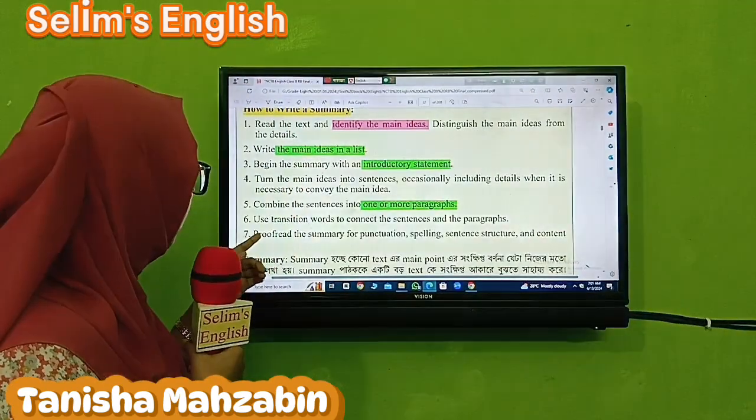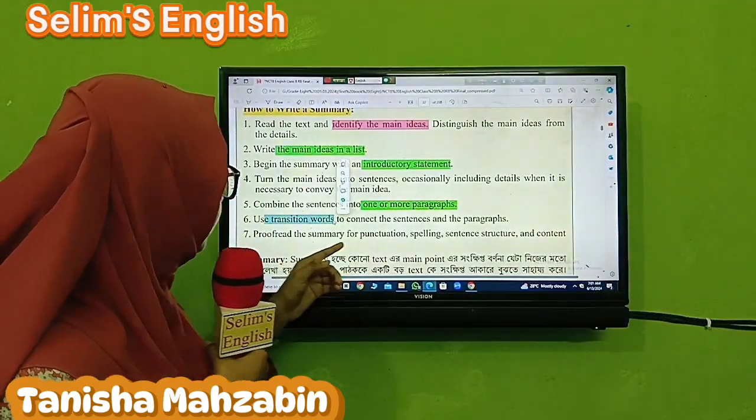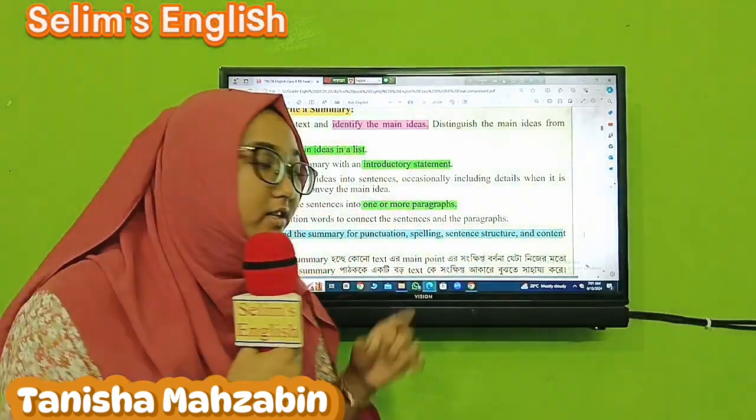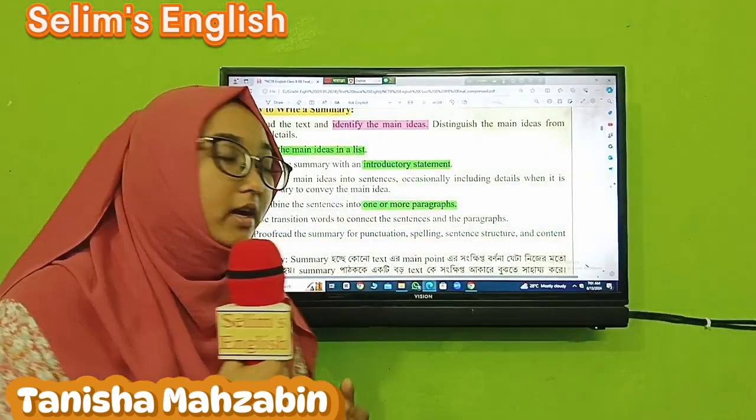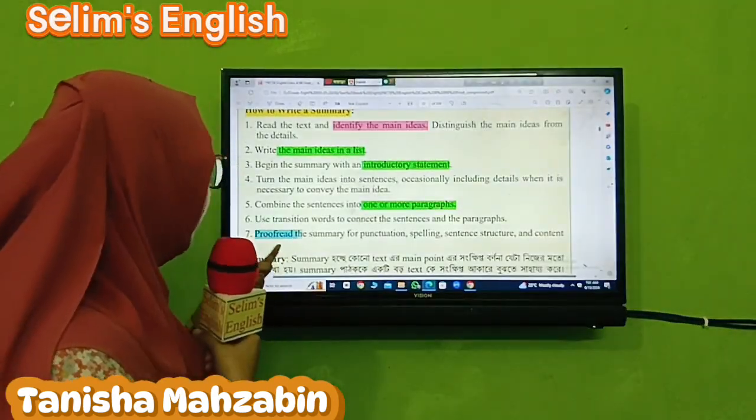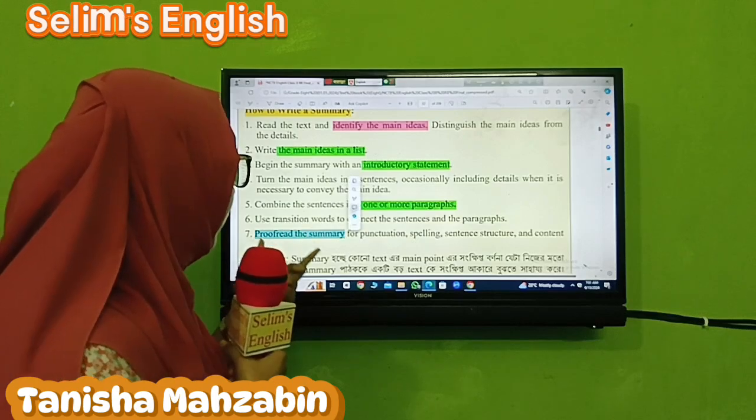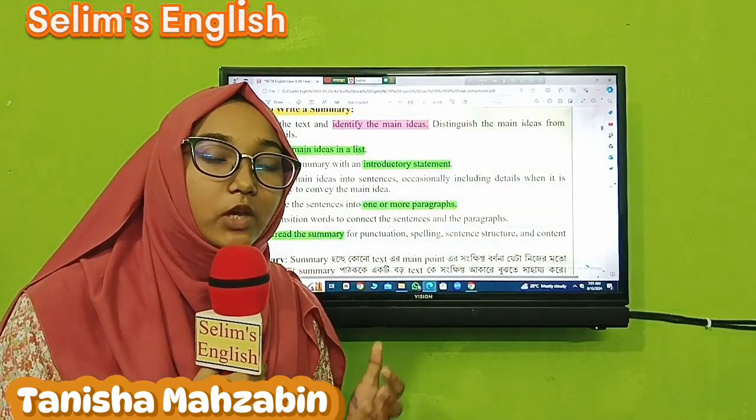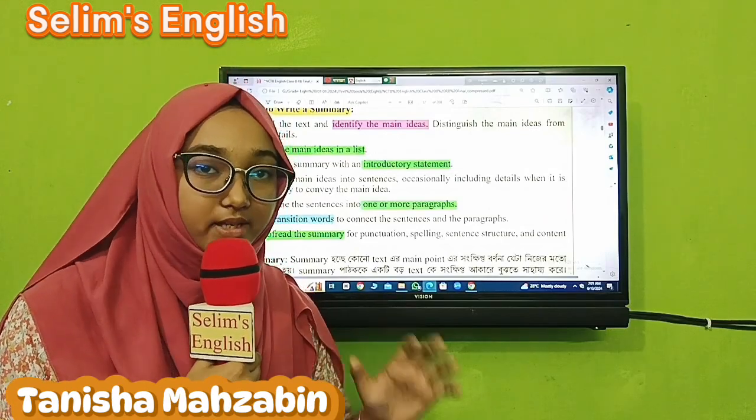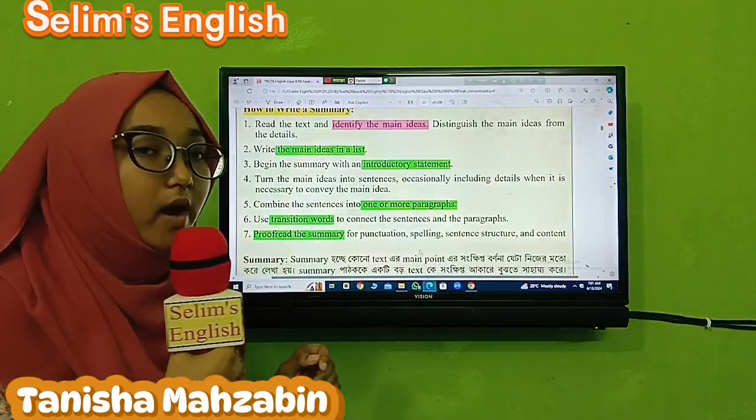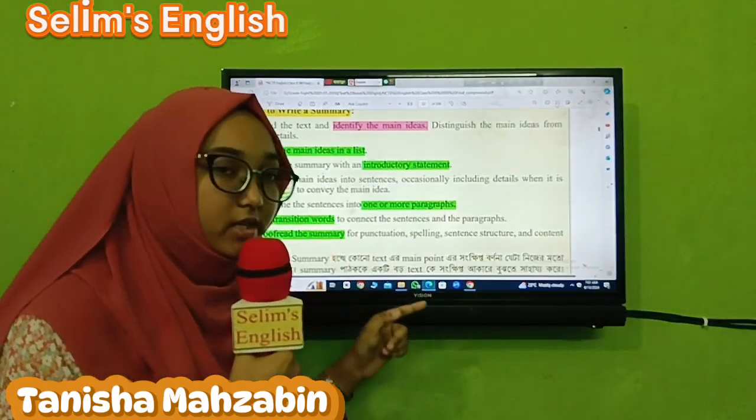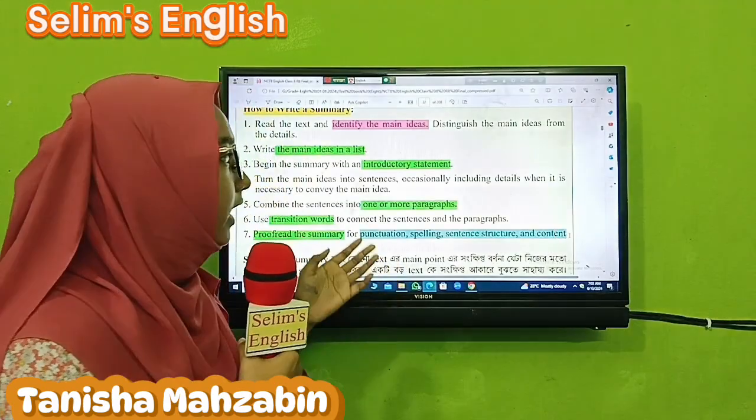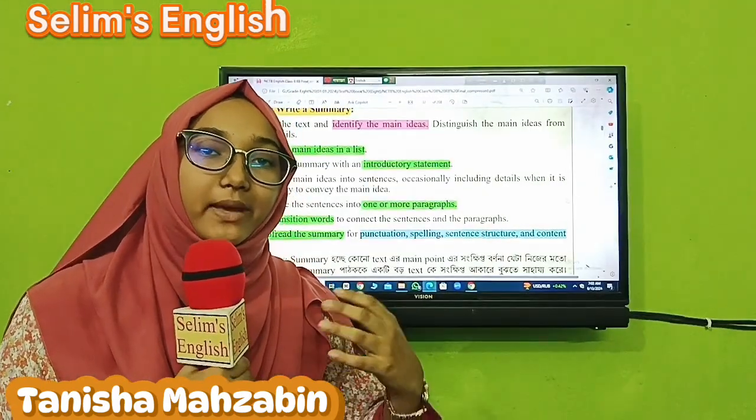Okay, now proofread the summary for punctuation, spelling, sentence structure, and content. It's very important that you be a best writer or best performer. You have to correct your summary for spelling and grammatical mistakes, so that your writing is totally free from grammatical mistakes. That's why, after writing your summary, you have to proofread it for punctuation, spelling, grammatical mistakes, sentence structure, and content. This is a notable message for you.